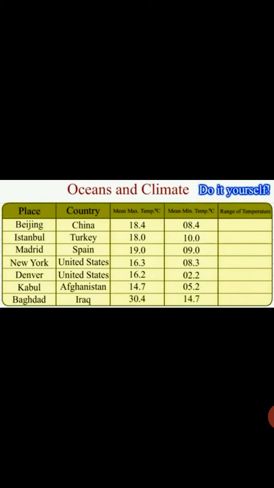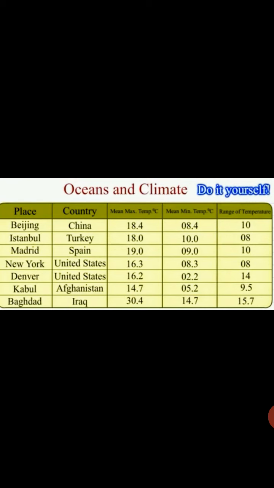So students, in the last lecture we already gave the introduction part of this table, right? I've already given in the last lecture. Now we'll continue this point of ocean and climate. Now students, have you prepared this table in your notebook? I hope so. Now calculate the difference between the mean, maximum and minimum temperatures and write it in the last column.